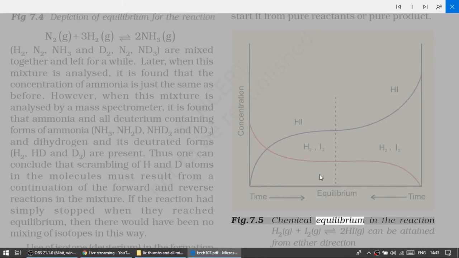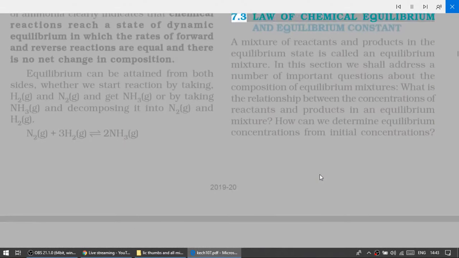Figure 7.5: Chemical equilibrium in the reaction H2(g) + I2(g) ⇌ 2HI(g) can be attained from either direction. 7.3 Law of chemical equilibrium and equilibrium constant. A mixture of reactants and products in the equilibrium state is called an equilibrium mixture. In this section we shall address a number of important questions about the composition of equilibrium mixtures.